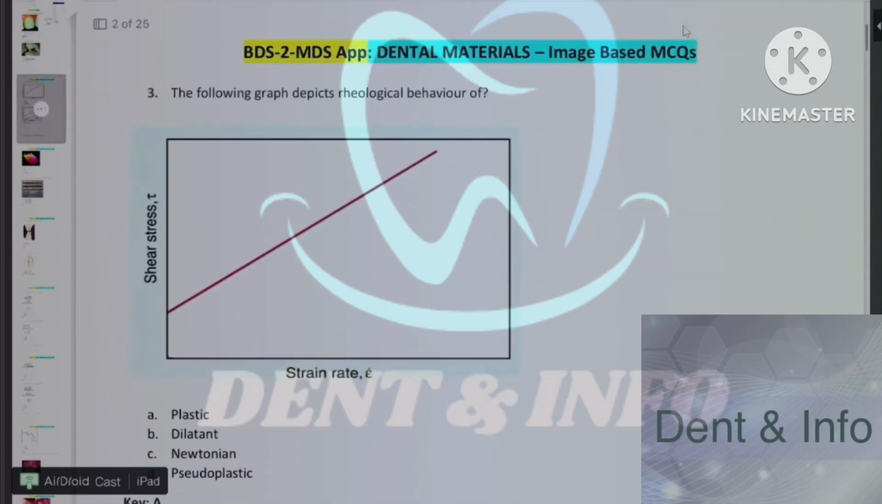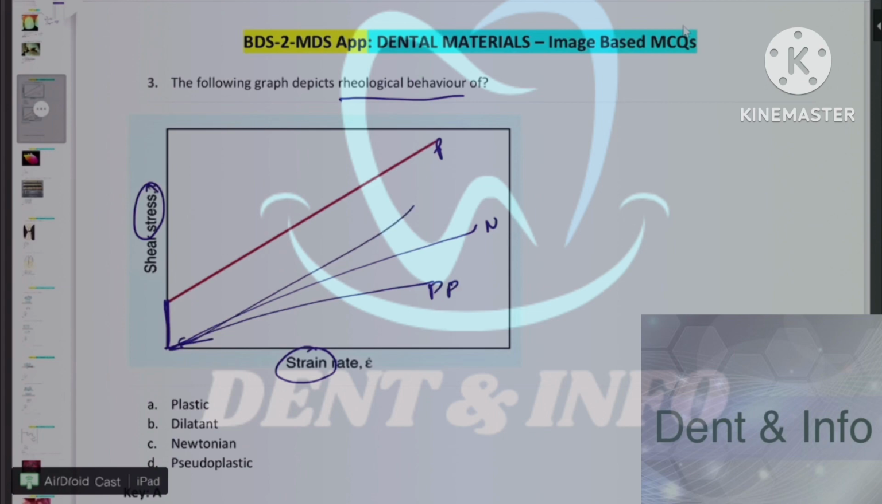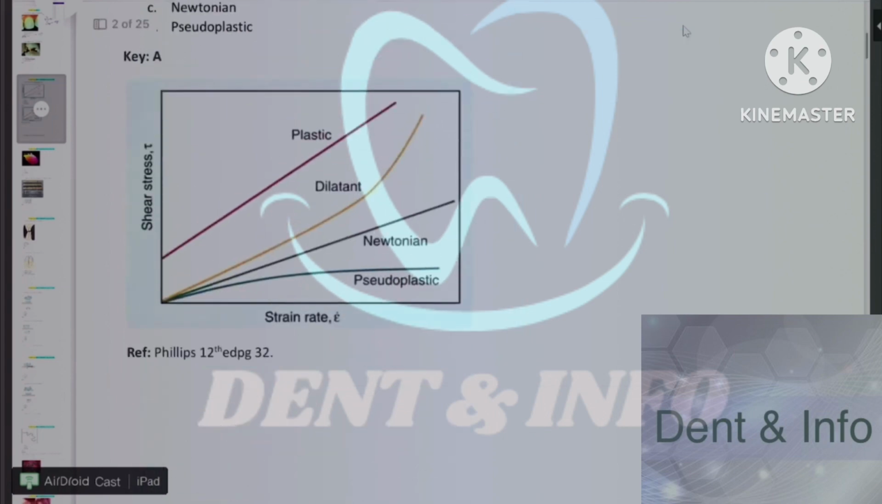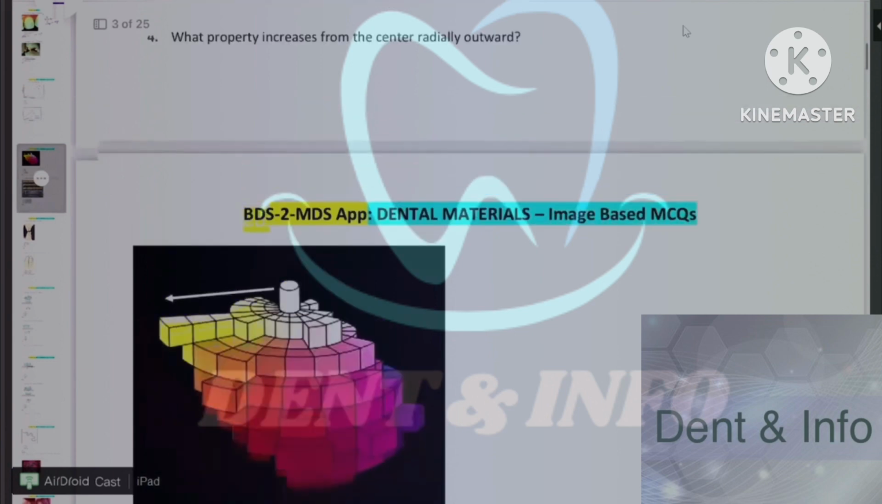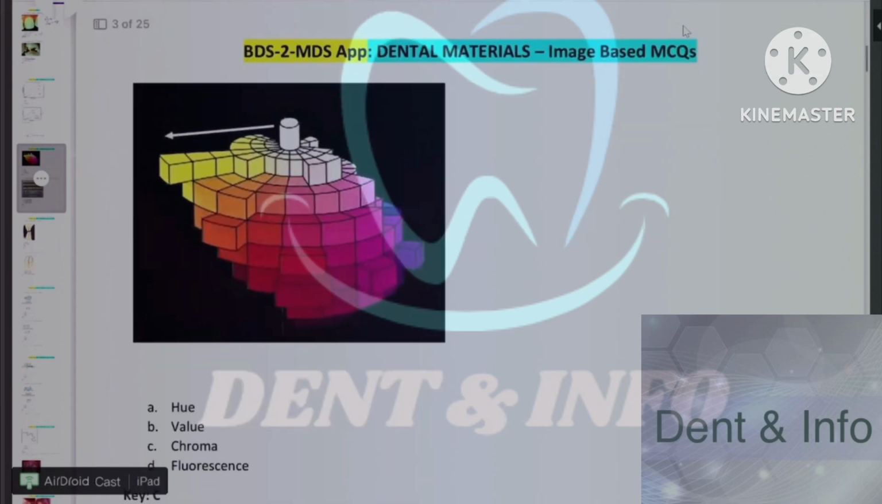The following graph depicts rheological behavior of the line starting from above, stress versus strain. This is plastic, this is Newtonian, pseudoplastic, dilatant. Okay, remember this. Property increases from center radially outward: chroma, radially, it increases. Okay, it increases.